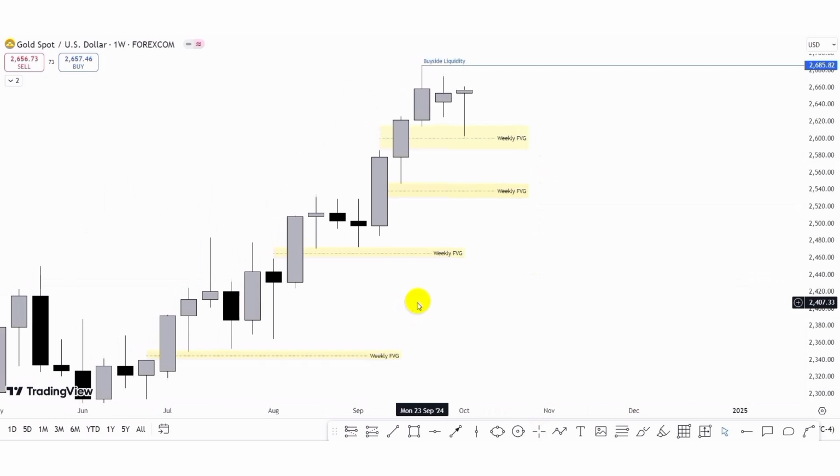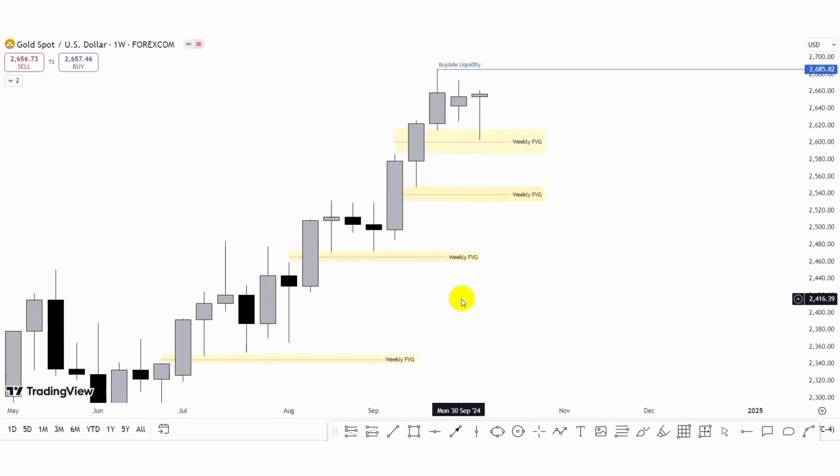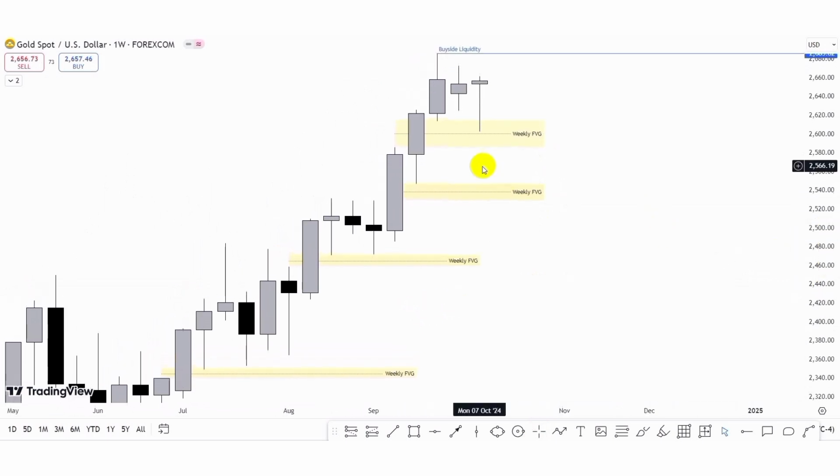So guys, this is gold and this is the weekly time frame. Last week, actually, gold delivered just as we expected to see the drop of price into our weekly fair value gap.